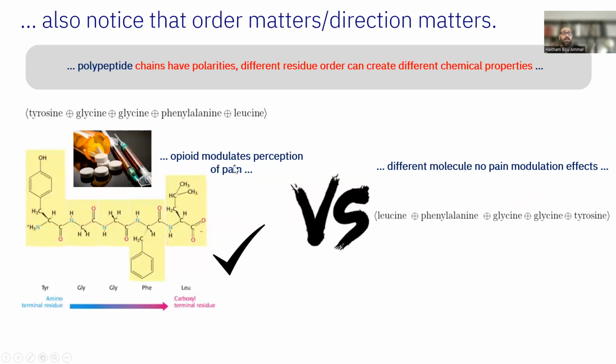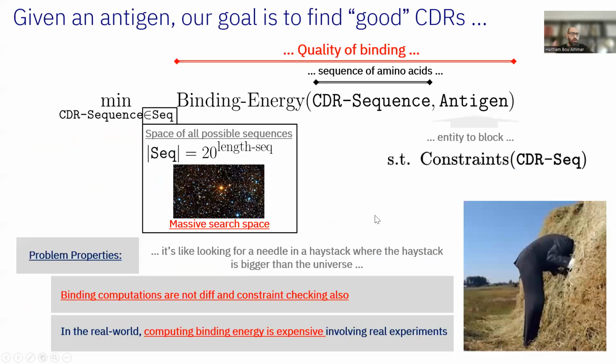you here, an opioid modulating perception of pain sequence of amino acids, which is made of tyrosine, glycine, phenylalanine, and leucine. But now if I flip things over, then we don't know what this thing can do. It doesn't have any pain modulation effects. Right. So now what is your problem, right?